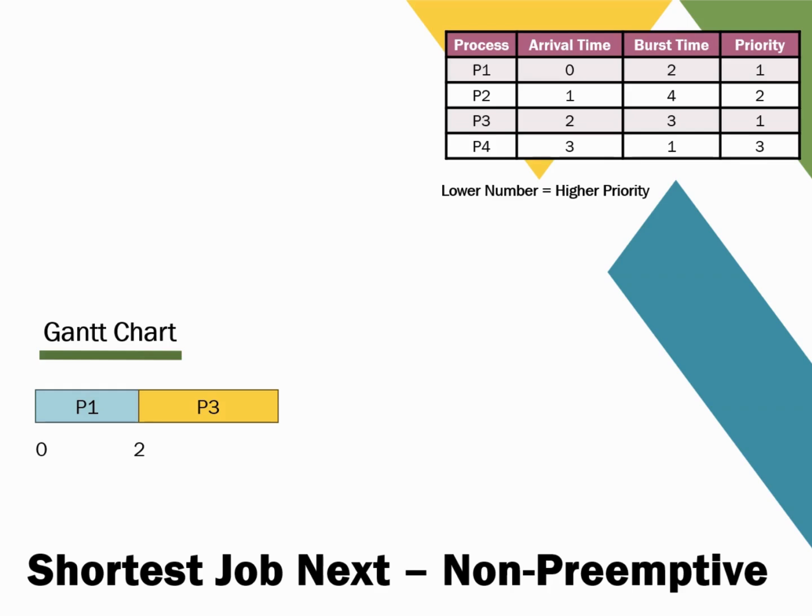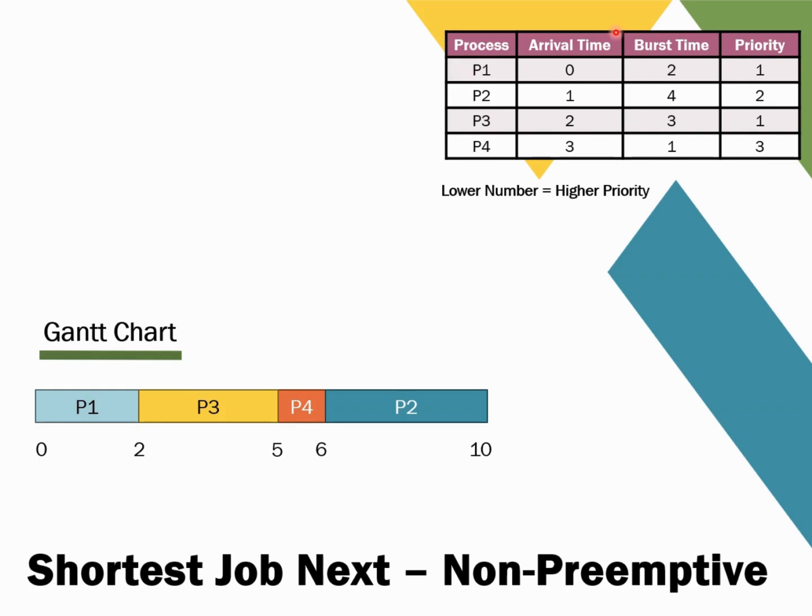So P3 works between 2 and 5, and at time 5 P4 also comes to the ready queue. So P1 and P3 got the CPU. Now we have P4 and P2. Between P4 and P2, because the burst time for P4 is less, it's 1, we allocate the CPU to P4, and between 5 and 6 we have P4 here. After that we have only one process left. We schedule P2 and assign the CPU to P2, so P2 runs between 6 and 10. We use shortest job next here.